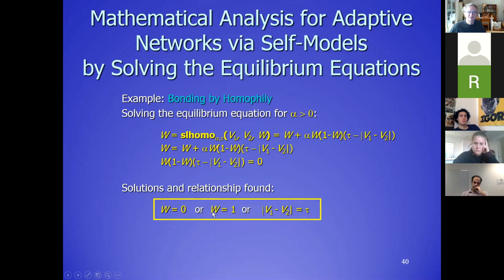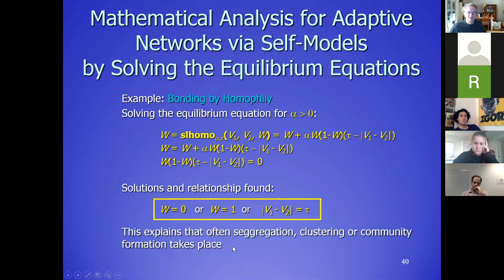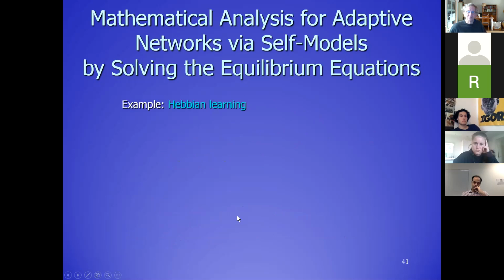But in many cases, this happens. And that explains that often in society, segregation takes place when there are groups with high connections and between them low connections, or clustering, or community formation, or similar types of phenomena that are indicated by such words. Another example is the Hebbian learning. Both of them will be done in assignment 9, question 3.